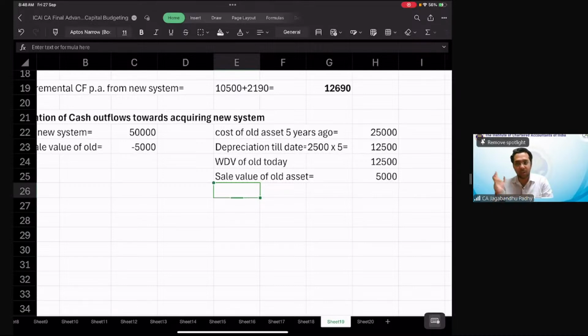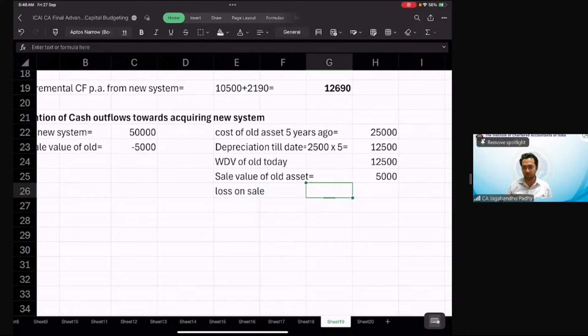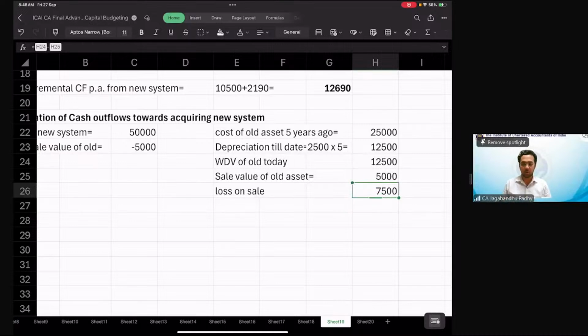So do we have a gain on sale or do we have a loss on sale? Now, I don't want you to bring your short-term capital gain concepts over here right now. We are just going by the common commercial sense of how much is the gain or loss that we are going to have, right? Is there a gain or a loss? There is a loss on sale, right? Loss on sale is 7,500.